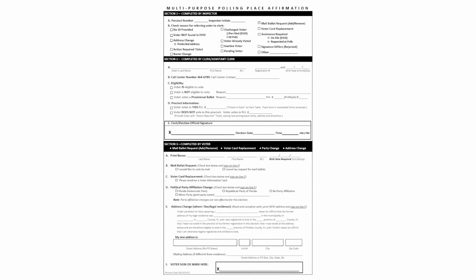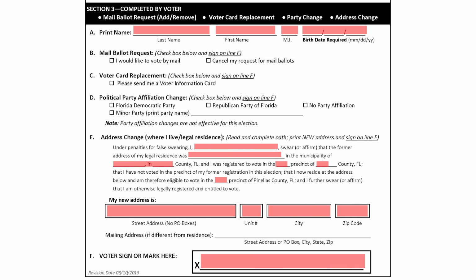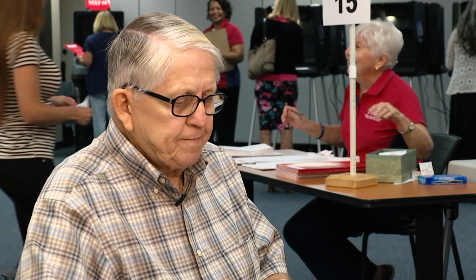For all address changes, a voter must complete Section 3 of the multipurpose affirmation. When the voter has finished completing Section 3 of the multipurpose affirmation, look the voter up on the eVid. Okay, I finished. Okay, thank you. Just want to check your address.